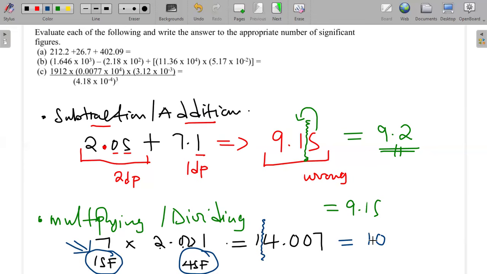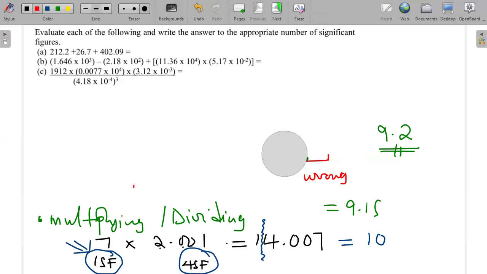Okay, so those are the rules that we're going to be following when you're multiplying or dividing. Notice that students usually get confused here. When you are multiplying and dividing, you are talking about the number of significant figures. When you are adding or subtracting, you're talking about the number of decimal places. So take note of that, and let it sink in your head. Addition, subtraction: number of decimal places. Multiplying or dividing: number of significant figures. And I've taught you how to count the number of significant figures in any number that you can be given.